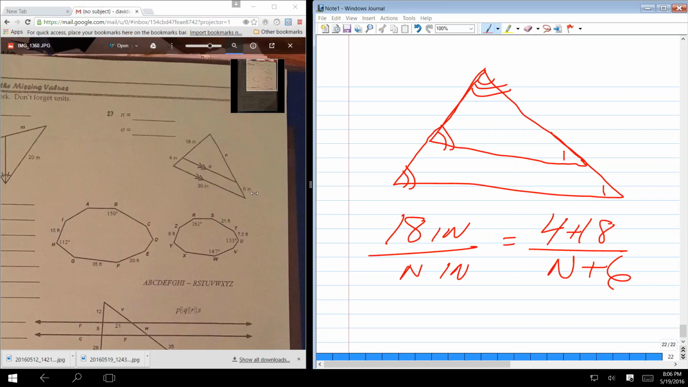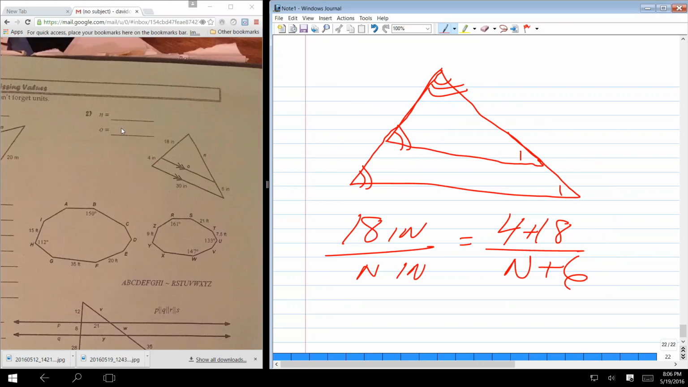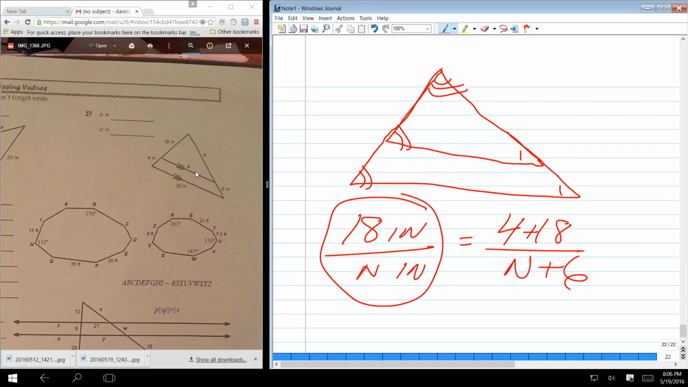Yeah, and then they're going to ask us for O. And O is going to share the same relationship. Whatever this ratio ends up being, the ratio of O to 30 will be the same.